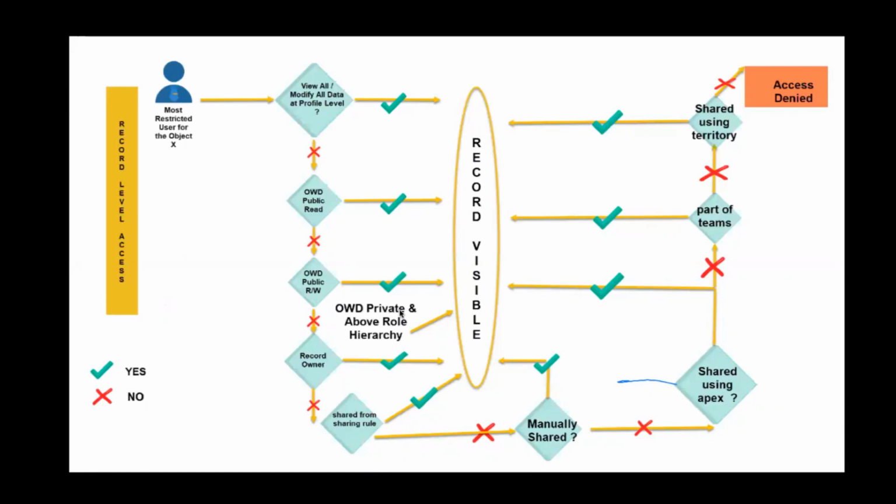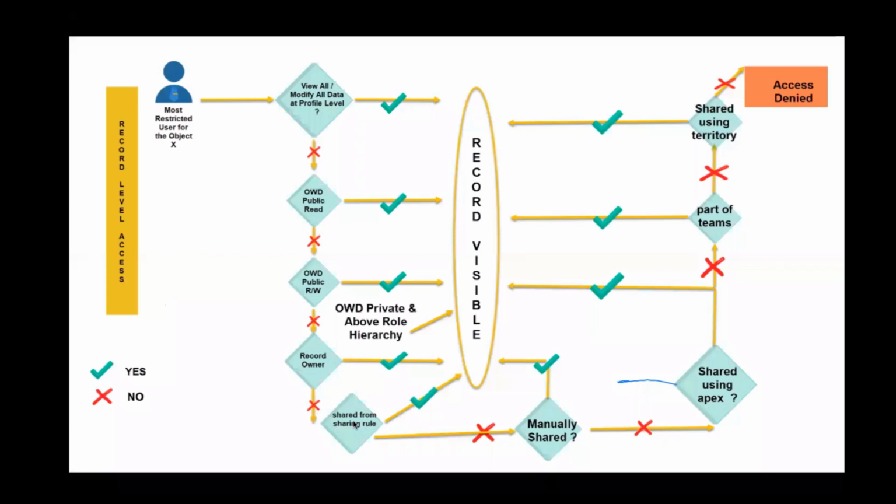If a user is not owner but above the role hierarchy, and has access at object level, let the user access that particular record the user is trying to access. If that is also not the case, check if user is owner. If the user is owner, let the user access the record. If that is also not the case, again check if the record has been shared using sharing rules. If that is the case, let the user access the record.